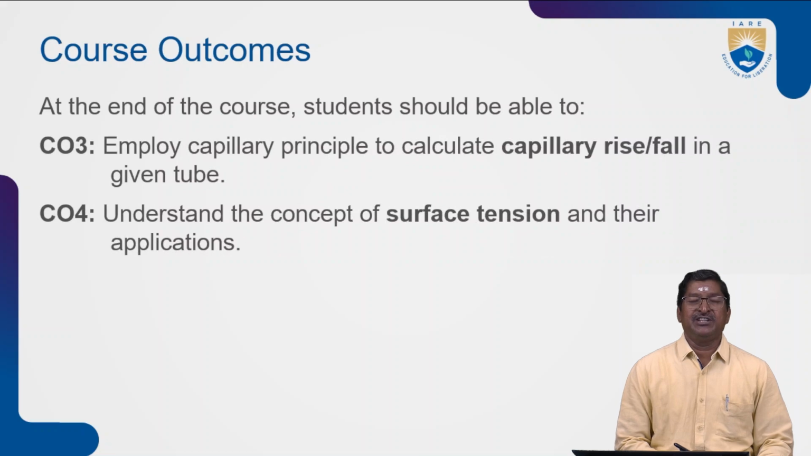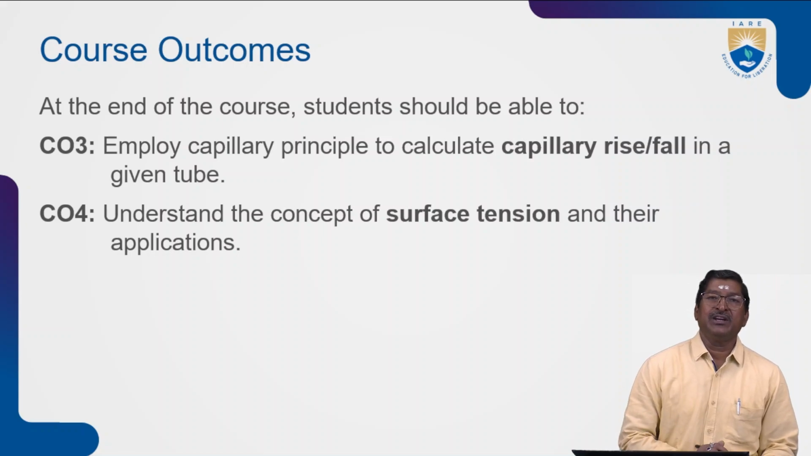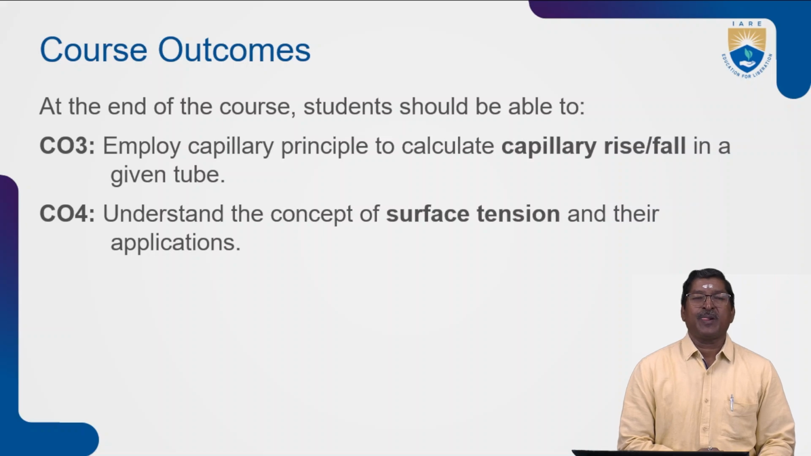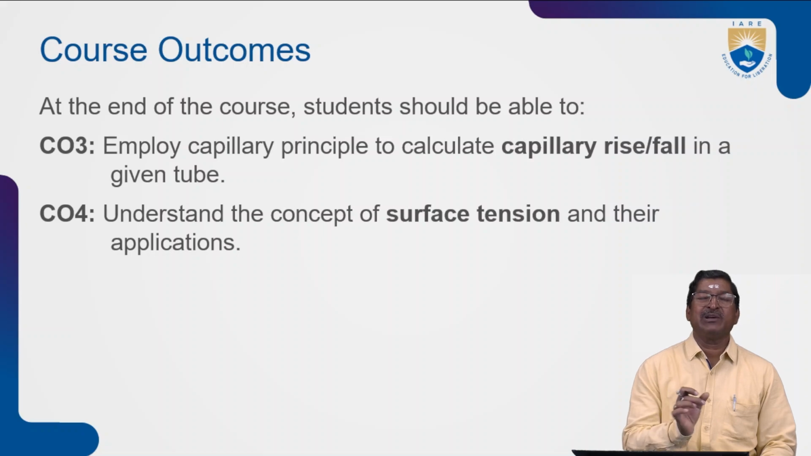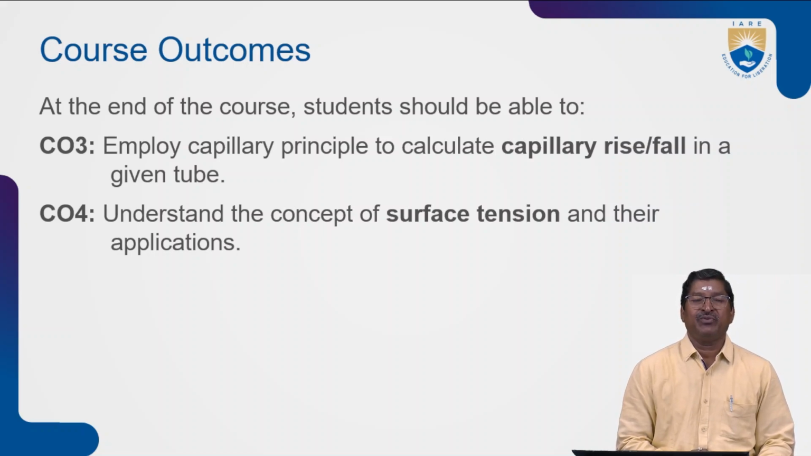And course outcome 3 is the capillary rise or fall. So what do capillary rise and fall mean? If we insert a small diameter pipe in a fluid, the level of that fluid will rise compared to the top surface of that particular fluid, which is called capillary rise. For some fluids, if you insert a small diameter tube in the fluid, the level inside the small diameter pipe will fall compared to the surface of the fluid. Then it is called capillary fall. So that will come under course outcome 3.